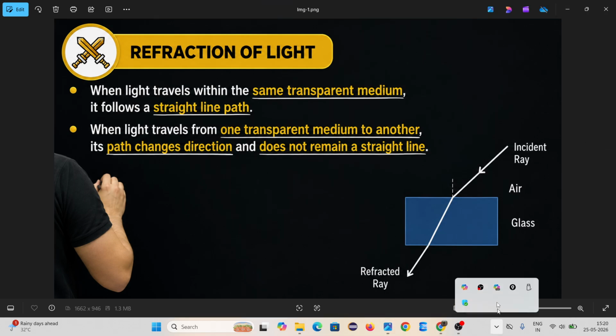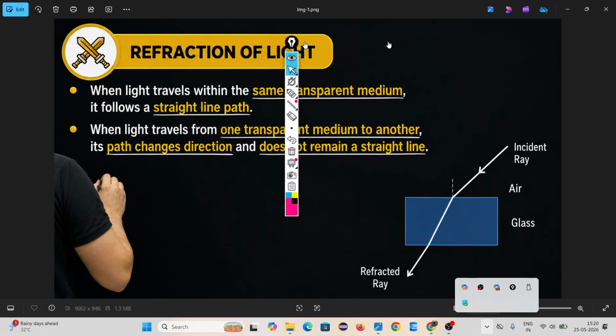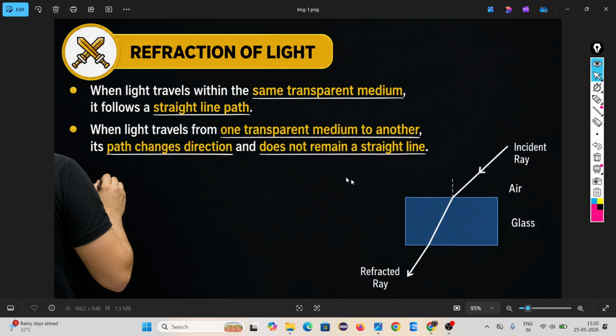Yes, sir. In the last class, we discussed refraction of light. Refraction of light means when light comes from one medium to another medium, it changes its straight line path. This is called refraction.